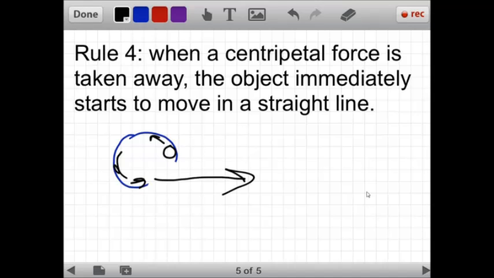And if you remember Newton's three laws, his first law, the law of inertia: an object wants to keep doing what it was doing. So without a force to make it move in a circle, without anything pointing towards the center, it just starts moving in a straight line, which is what objects want to do when they're moving. They don't want to move in curves or circles. They just want to move in a straight line.